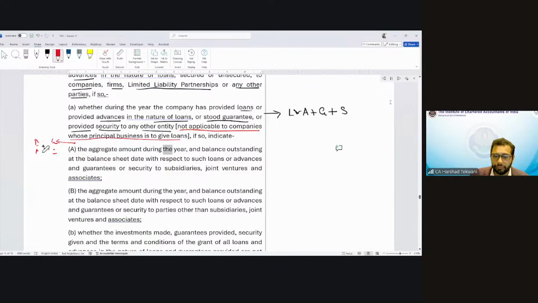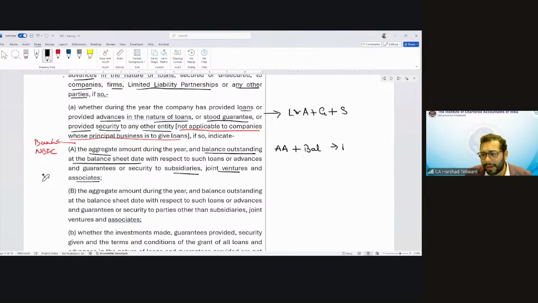The aggregate amount during the year and the balance outstanding at the balance sheet date with respect to such loans or advances and guarantees or security to subsidiaries, joint ventures and associates. So the first thing is the aggregate amount of that loan during the year and the balance outstanding at the balance sheet date, to subsidiary, joint venture and associate, meaning a kind of related party. So aggregate amount plus balance to related parties of such loans.